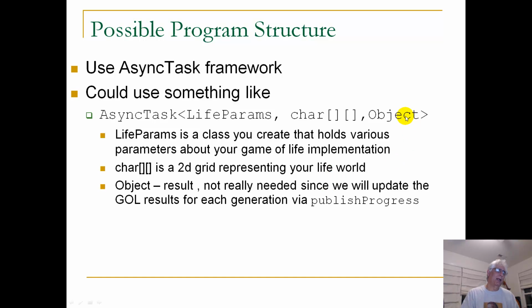This Object could be used when you're quitting the game, when you're ending the worker thread. You could use it to pass out a message or something, like thanks for playing, end of game, something like that. So we don't really need it. We're going to update the game of life results for each generation via publishProgress. So let me share with you a code snippet.